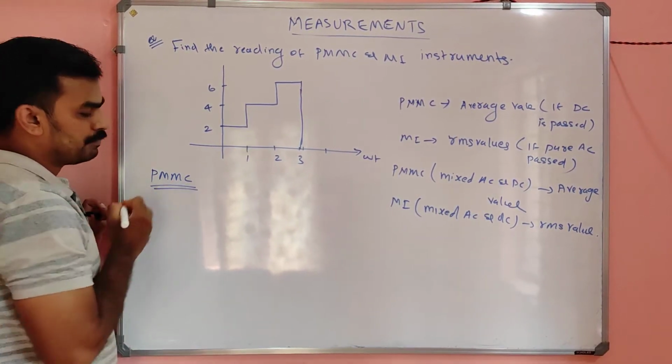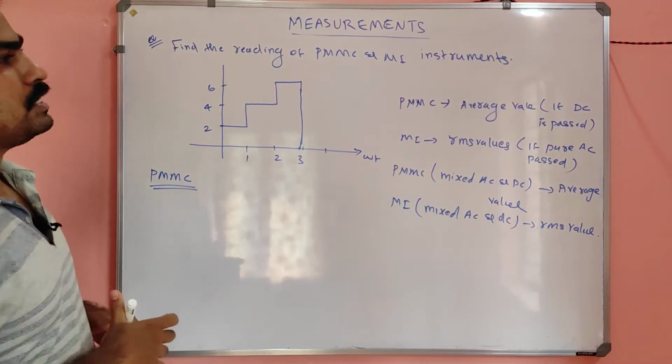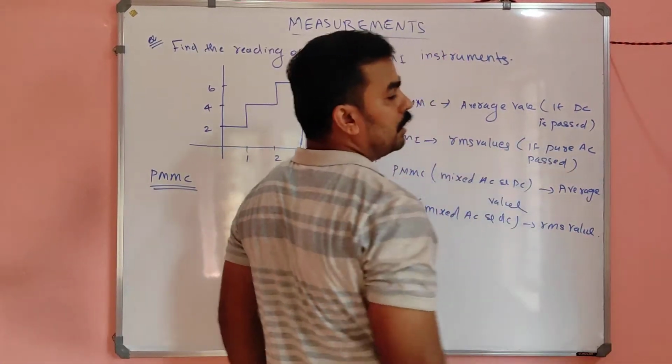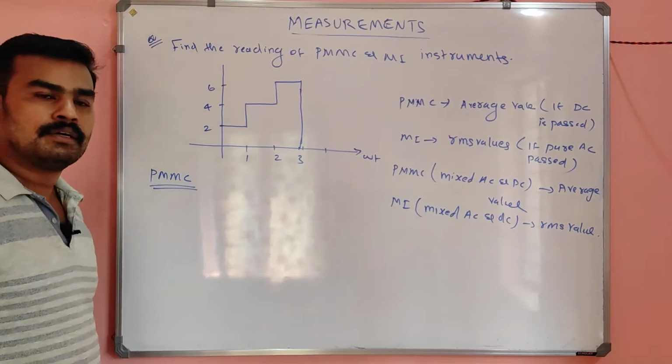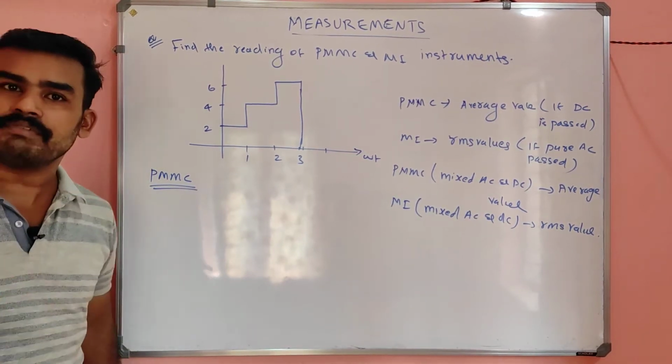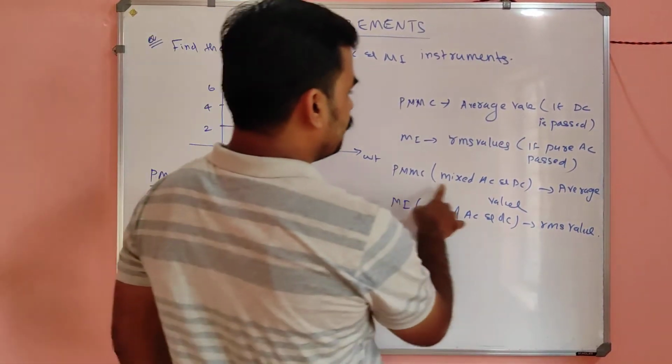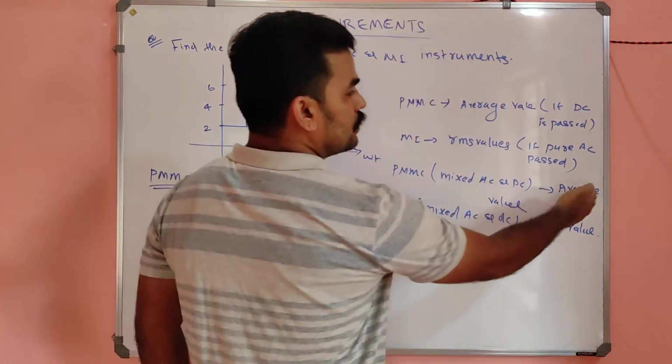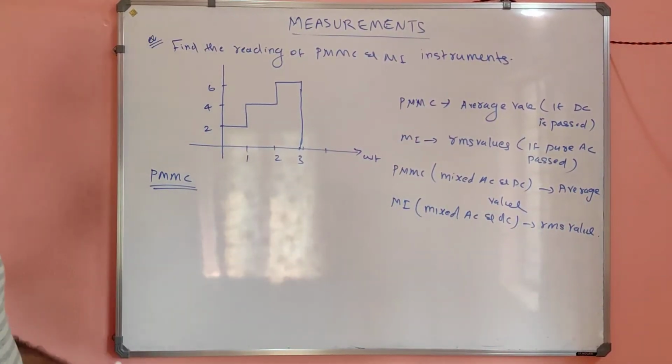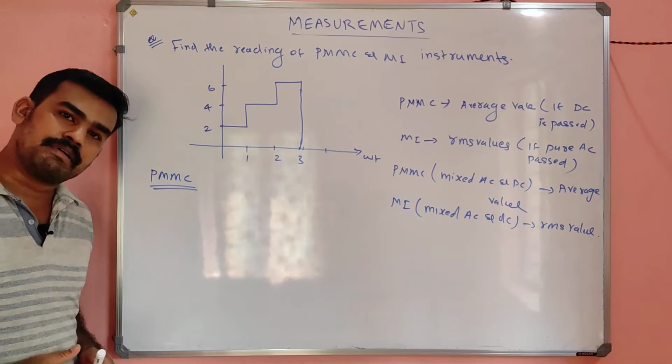I already told you the PMMC instrument always gives the average value, right? If DC is positive, or even if you pass AC, then also it gives the average value, correct? Even if you pass mixed AC and DC, it gives the average value. So in short, it always gives the average value.